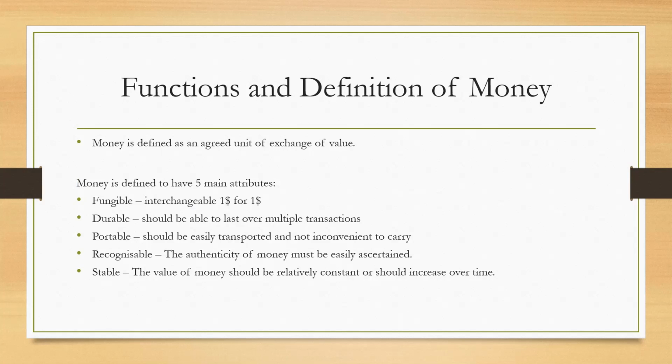All right. Now, money is defined to have 5 main attributes. Number one, it is supposed to be fungible. That means it's supposed to be interchangeable. So one of your dollars is supposed to be equivalent to one of my dollars. And if I take a dollar from you and give you back a dollar, the value is supposed to be maintained between the two. All right, it's supposed to be durable. It was created for durability, such that it will last over multiple transactions or over a season of time, years ideally. All right, it's supposed to be portable.